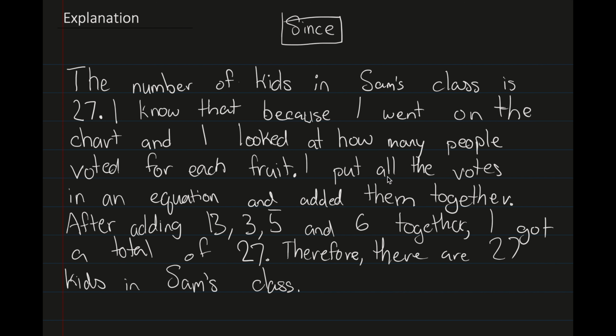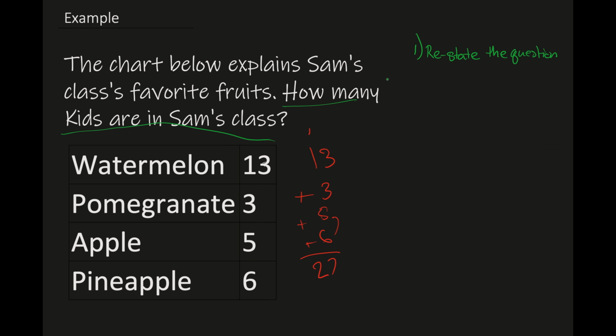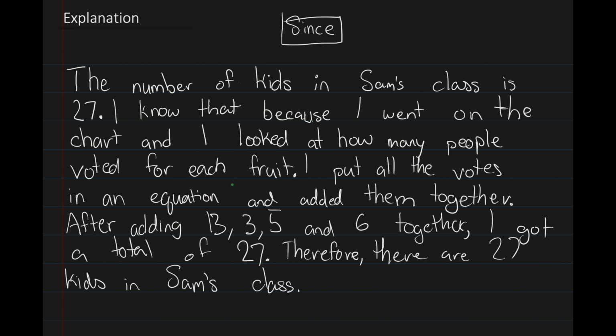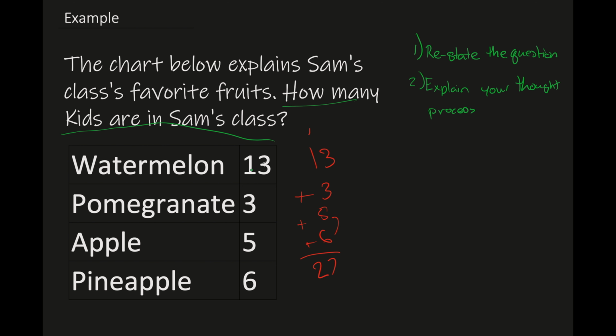Okay? So, those are all the steps, right? So, let me write this down. Second step is explain your thought process, right? Meaning that what I did here is I looked at how many people voted for each fruit. That's my thought process. The first thing that comes, I looked at how many people voted for each fruit and added them together. So that's my thought process.